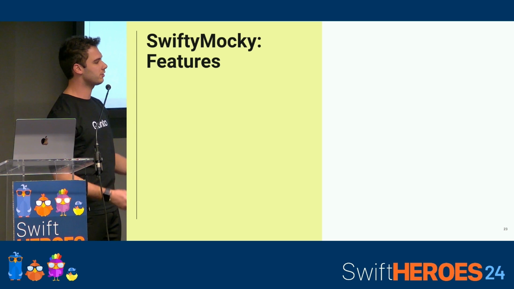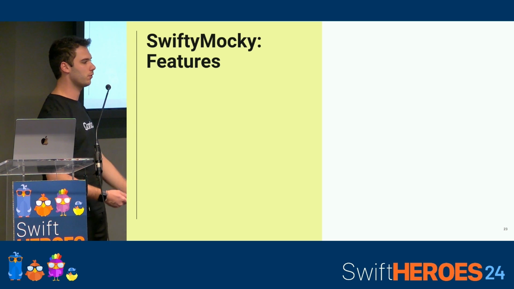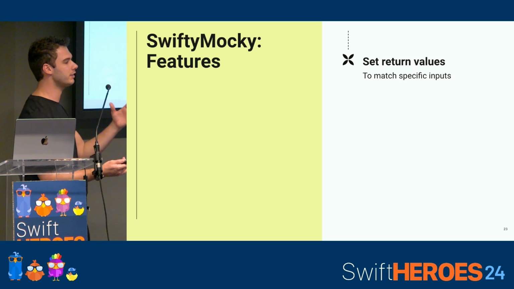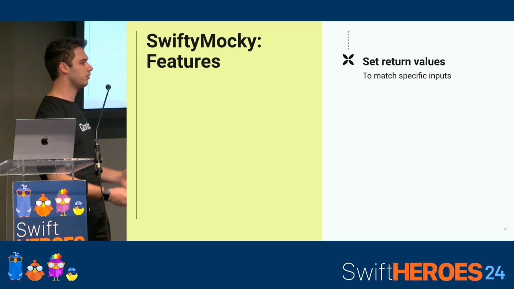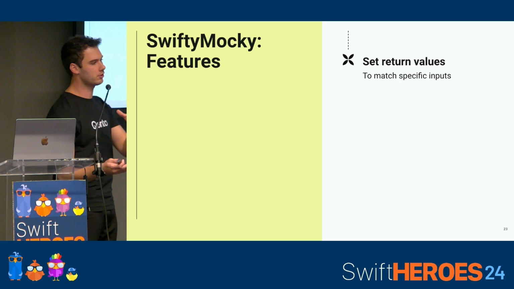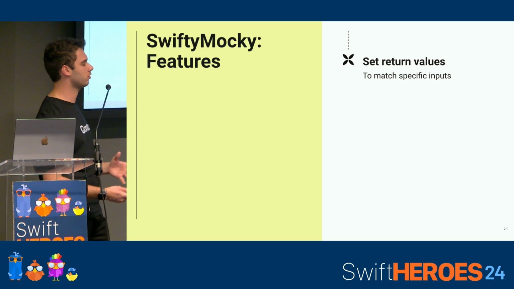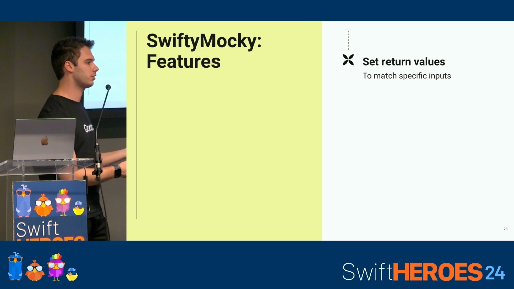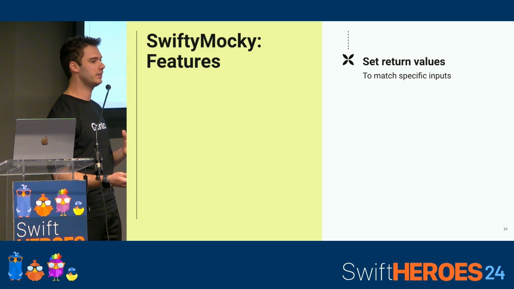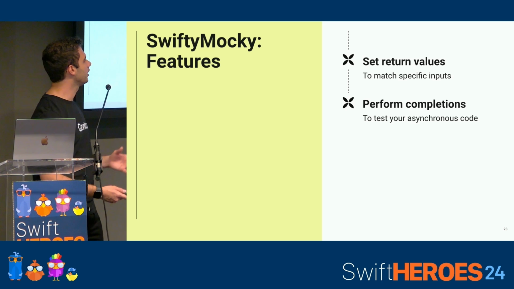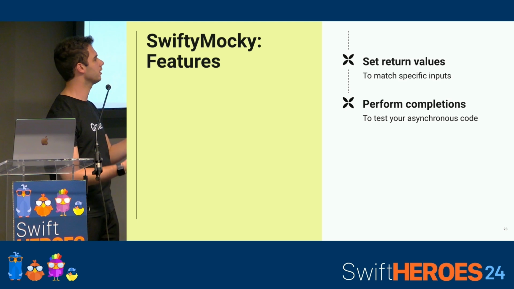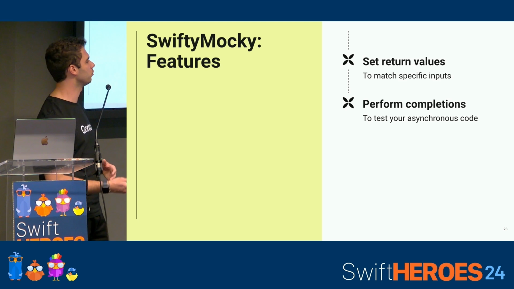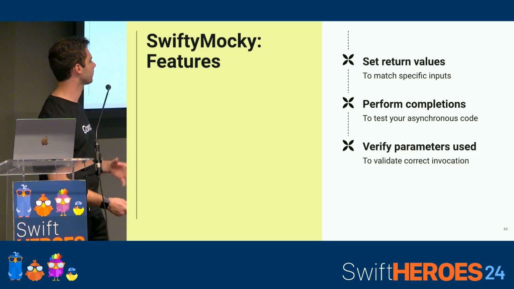So what are the features that make SwiftyMocky so useful for your team? The first thing, on a mock created by SwiftyMocky, you can set return values for your variables and your functions. And especially in the case of functions, you can set different return values depending on the input that you give. You can perform completions to test your asynchronous code. This if you haven't migrated to Swift concurrency yet, of course.